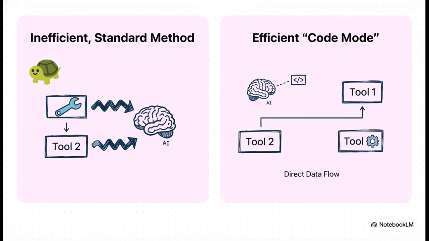On the left is the normal way of doing things. The AI calls a tool, gets some data, thinks about it, then calls another tool and passes all that data along. It's slow, but on the right is this game-changing idea from Anthropic called code mode. Instead of calling the tools itself, the AI writes a tiny little script that does the work. This means the data flows directly between the tools in a separate space, completely bypassing the AI's short-term memory.